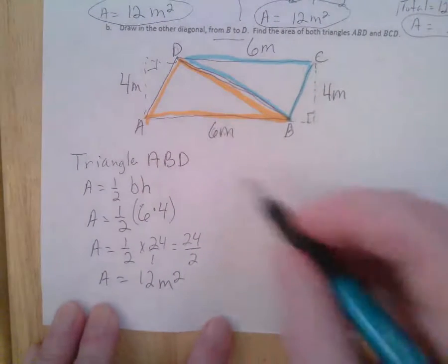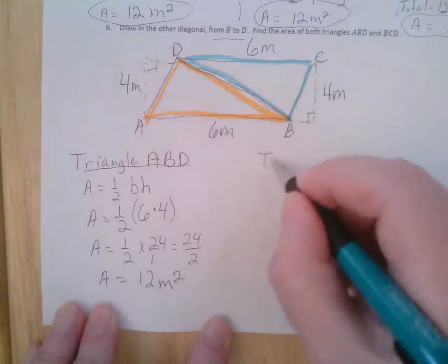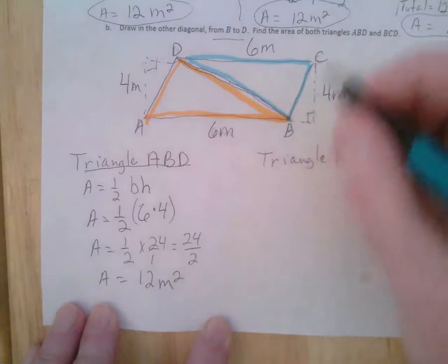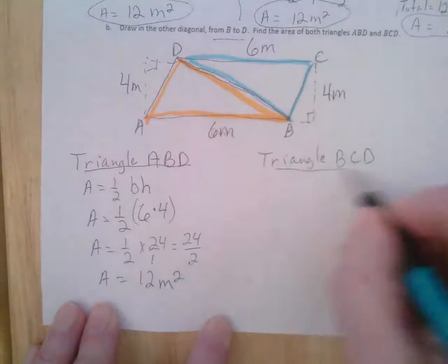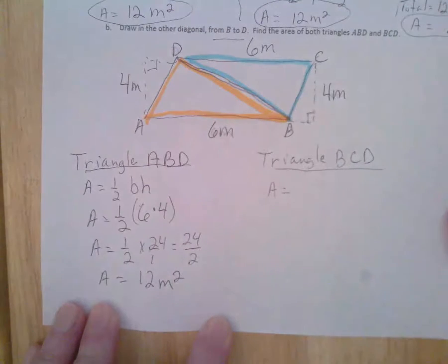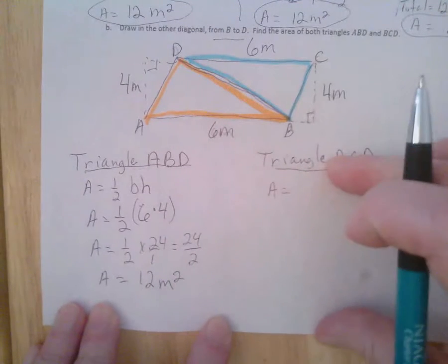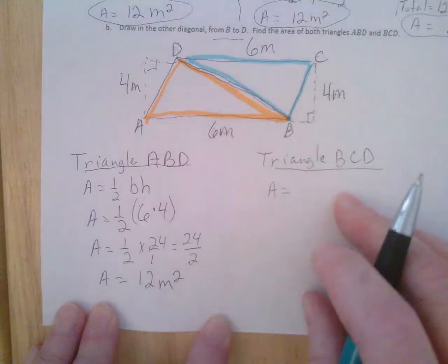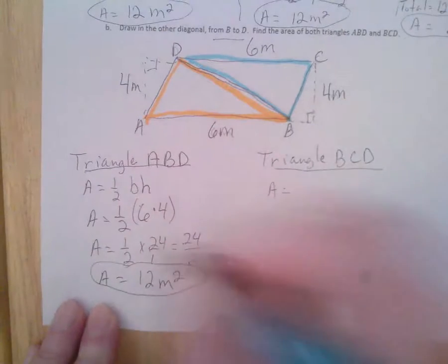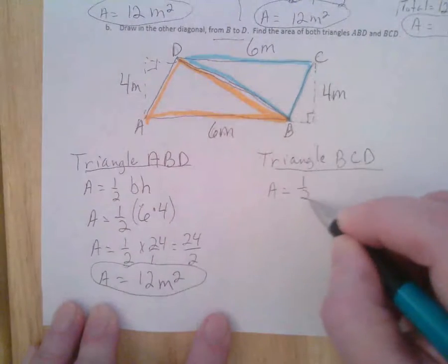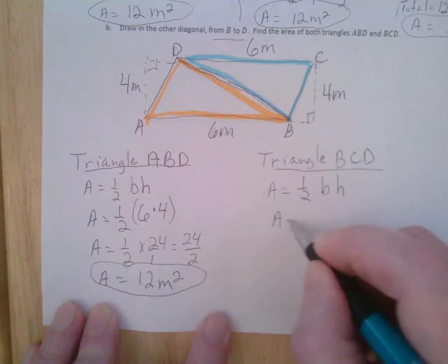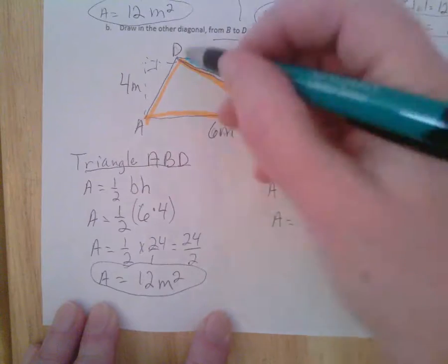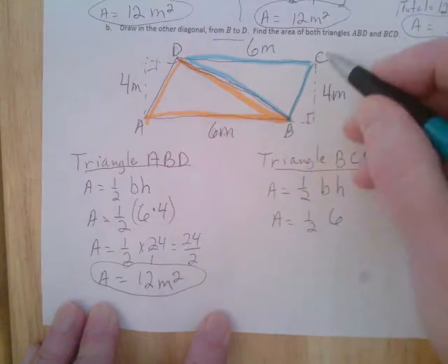Now if we go ahead and do triangle BCD, our area. And we should already know, before we even do the computation, that since they're congruent, they should turn out to be exactly the same area because they're equal. So 1/2 the base times the height. So 1/2, my base on BCD is 6. My height is 4.